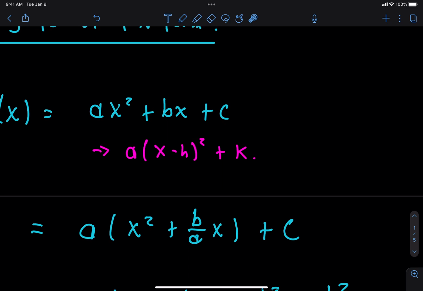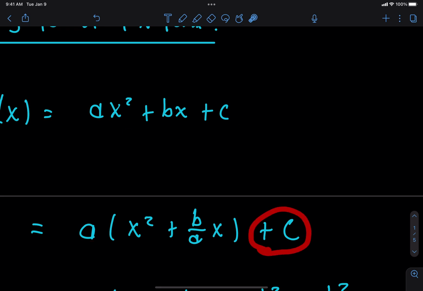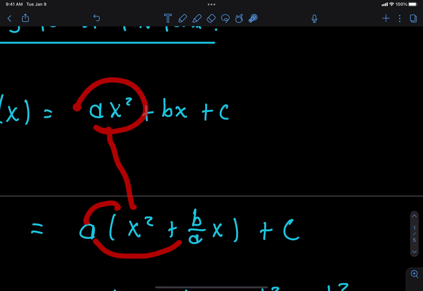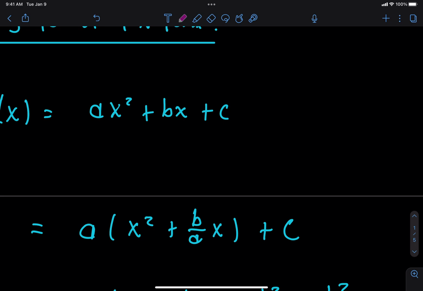The first step is to factor out an a from the first two terms. I'm going to leave c all by itself. So we leave c alone, but we take out an a. What I'm left with is just x squared. That's why I took out the a. But if I take an a out from bx, I get b divided by a times x. Because if you were to distribute this a onto these two terms, we would get back ax squared, and a times b over a times x would give just bx.